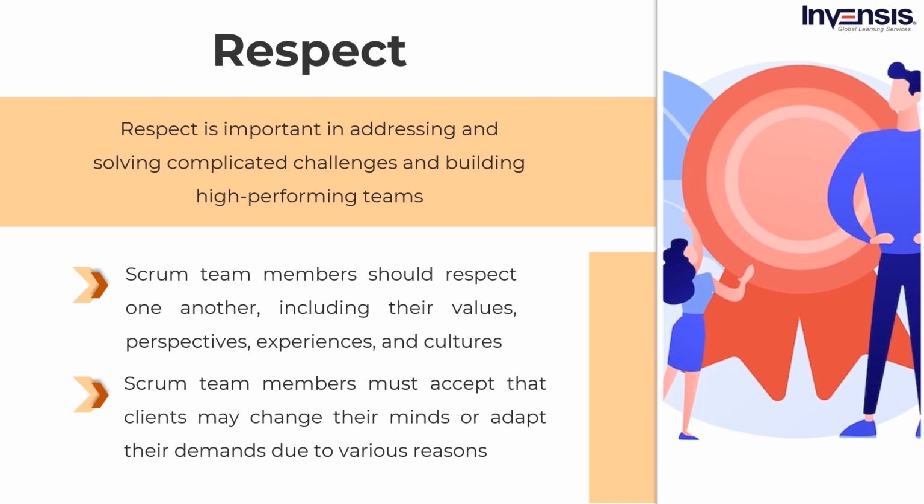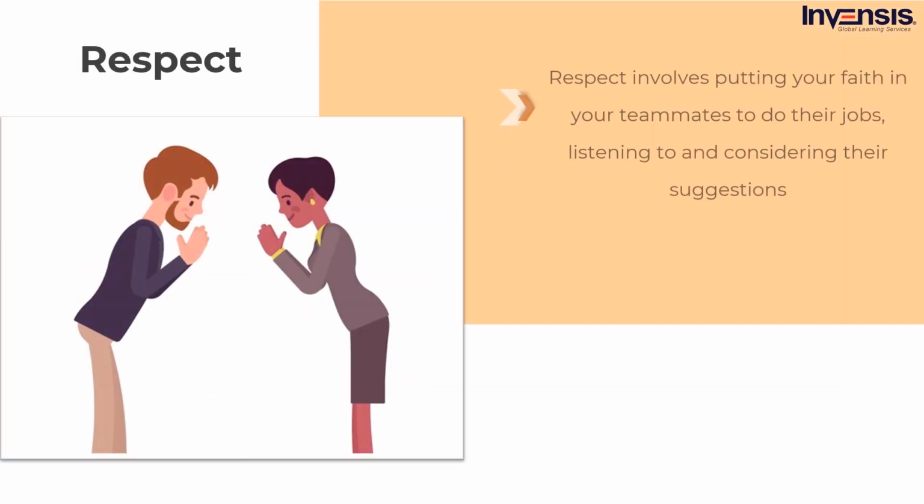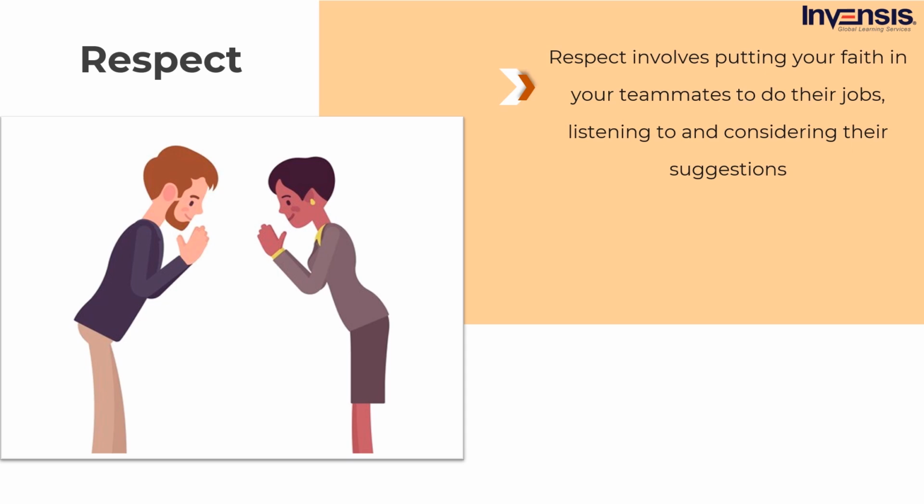Scrum teams are often collaborative and self-organizing, but each member is independent in the sense that no one is continuously reviewing his or her work. It is considered that each employee is capable of doing her duties without continual supervision or checking in from a manager or coworker. Respect involves putting your faith in your teammates to do their jobs, listening to and considering their suggestions, and appreciating their achievements.